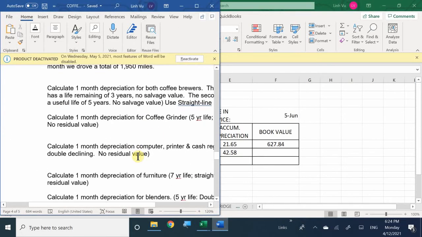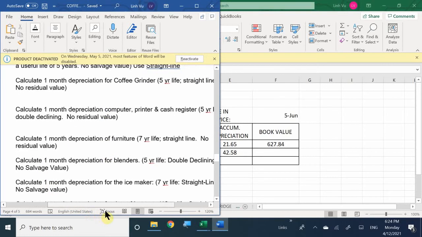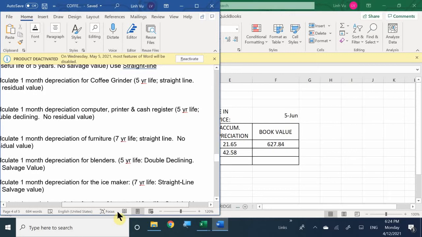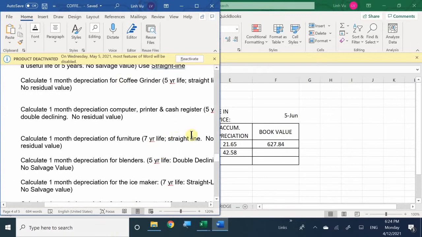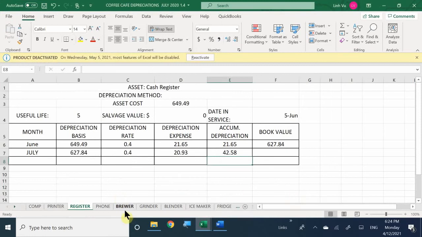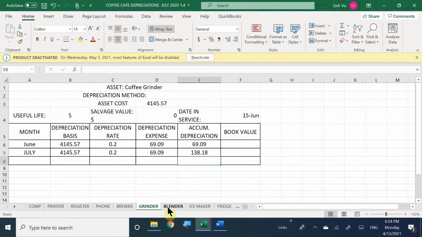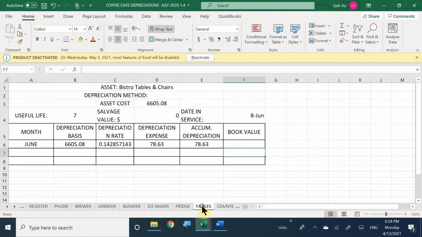So the next piece of information is to calculate 1 month depreciation for our furniture. Again, 7 years straight line and no residual value. So once again, we have a key factor here: straight line. That means all my furniture is going to depreciate for the same amount, because that's exactly what straight line does. It depreciates the same for every single month. So I'm going to write in here for the month of July.